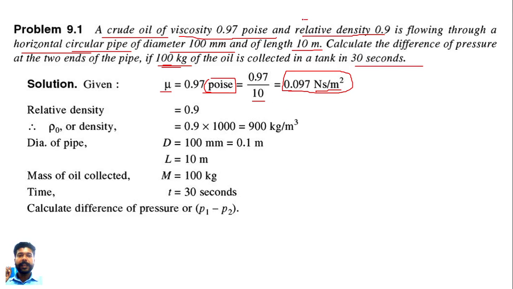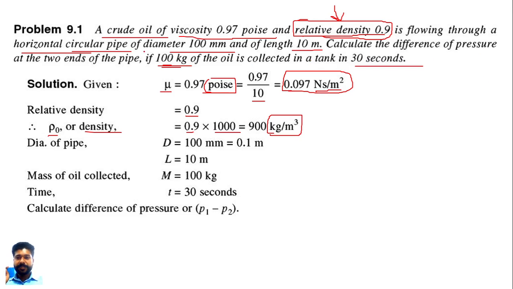The next thing given to us is the relative density, but we don't need a relative density, we need a pure density. To convert this relative density, which is 0.9, into the pure density, we multiply 0.9 by 1000, and we get the density rho equal to 900 kg per meter cube. So first of all, convert the relative density into density, and it will be in kg per meter cube.